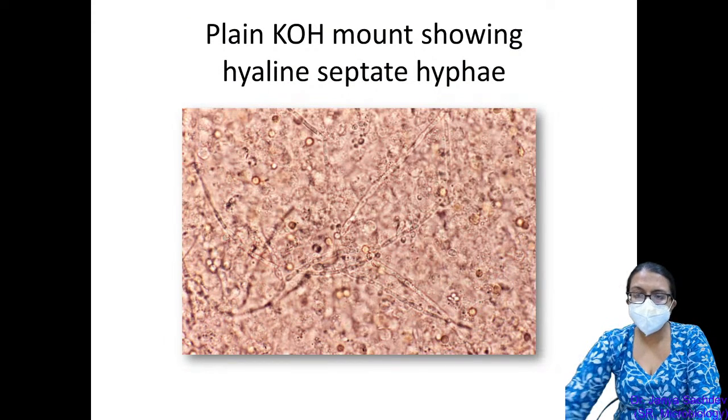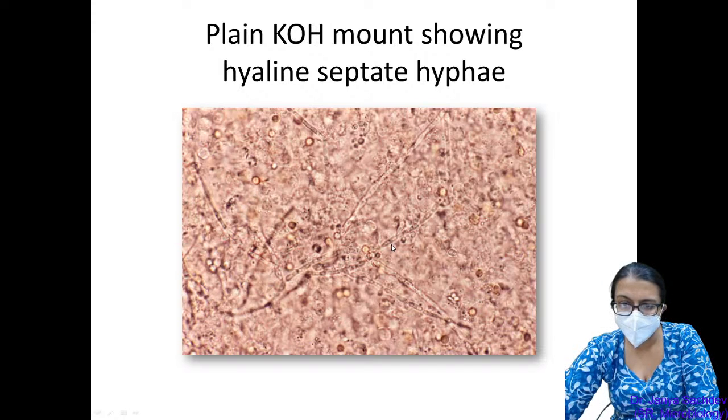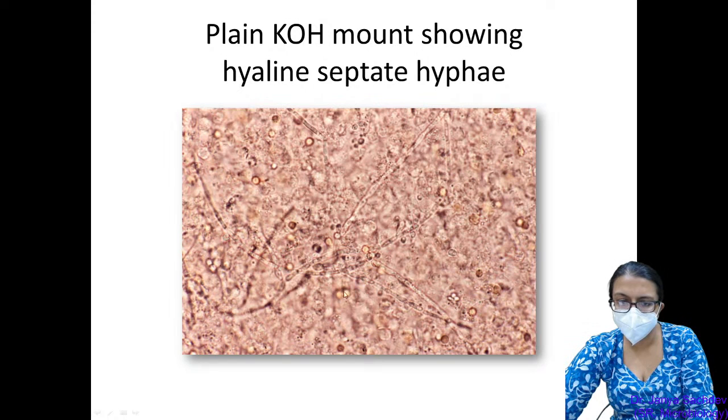So this is a plain KOH mount. As you can see here, these are the fungal hyphae. You can see hyphae here, and you can see the septa in the hyphae also over there. I'm pointing out the septa, and these are septate hyphae in a respiratory sample. So you can see septa, the dark cross sections across the fungal element.